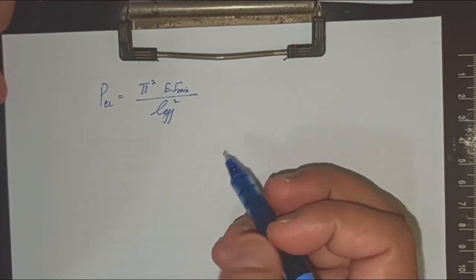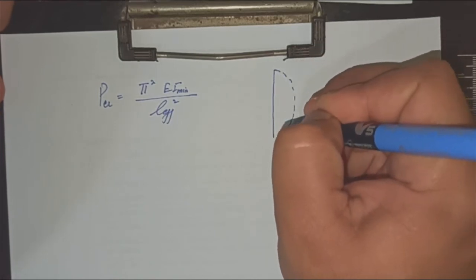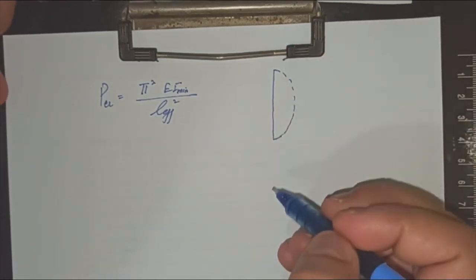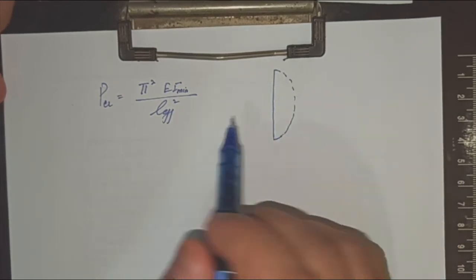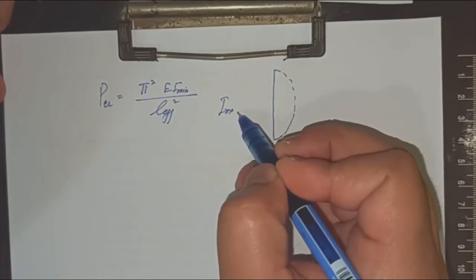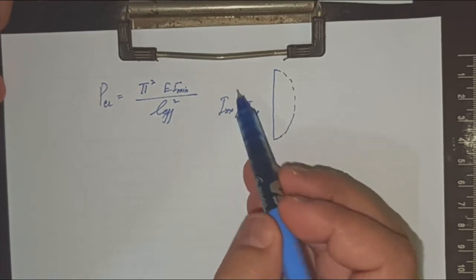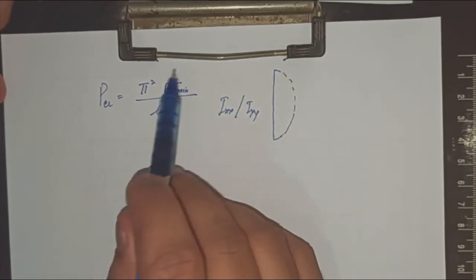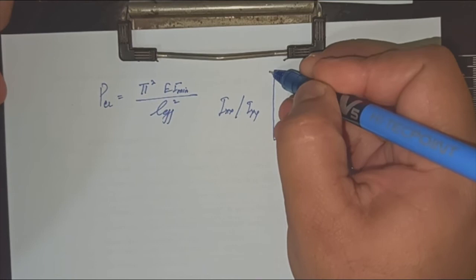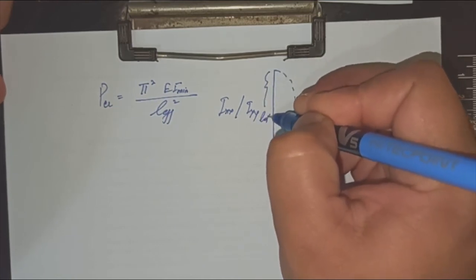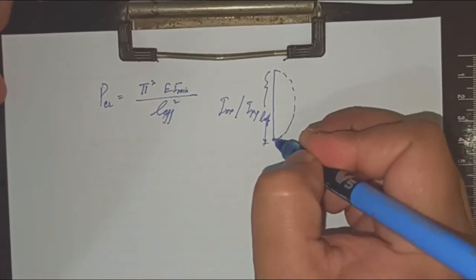I minimum, because for a particular column you may have IXX and IYY. Whichever axis gives the minimum critical load, we take that particular I. And the effective length is the amount of length that is actually used during the buckling of the column. So that is the effective length of the column.